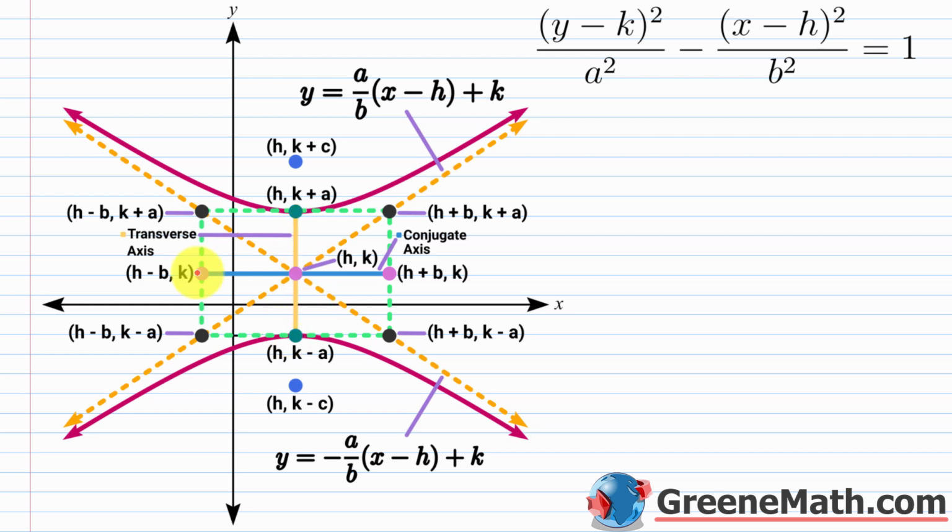Then if I think about the conjugate axis, you're going to have these co-vertices as the endpoints. So remember, you're traveling from the center b units to the left, so this is h minus b comma k, and then b units to the right, so this is h plus b comma k. So because the transverse axis is vertical, again, from the center, I'm traveling c units up to get to this focus right here, so h comma k plus c, and then c units down to get to this focus right here, which is h comma k minus c.